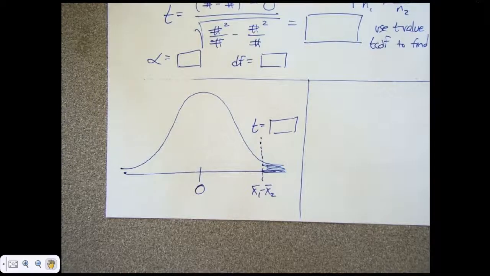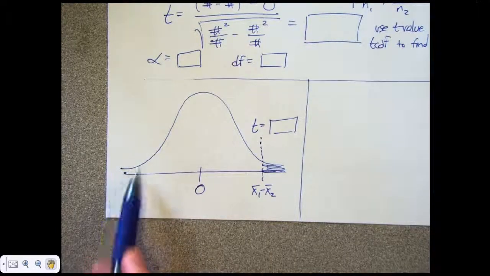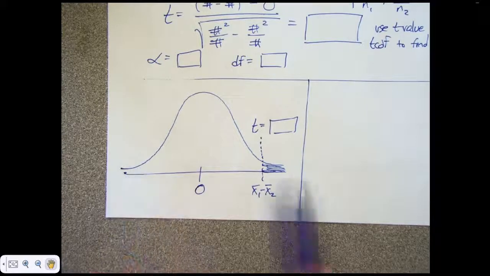So what would HA be if I were doing this? Greater than, less than, or not equal to? This would be greater than. If I was doing less than, I'd be over here, right? If I was doing not equal to, it'd be both.